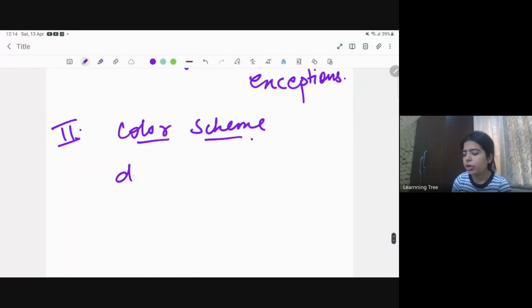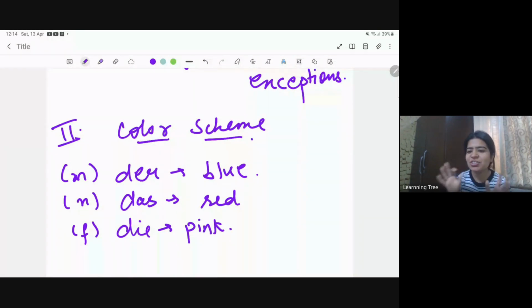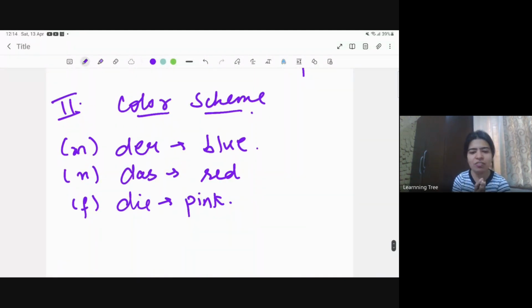So for der article, I gave the color scheme blue. Yeah, because male people, they prefer blue. Then for das article, I gave red. That is neutral gender. So der for masculine, das for neutral. And for feminine, I gave the color scheme pink. Because girls usually. So please don't get offended. It's a general thing that I'm saying. Although I'm a black person, but still, it's a general thing.